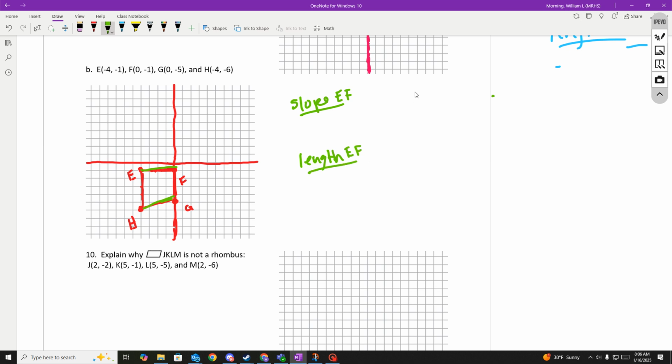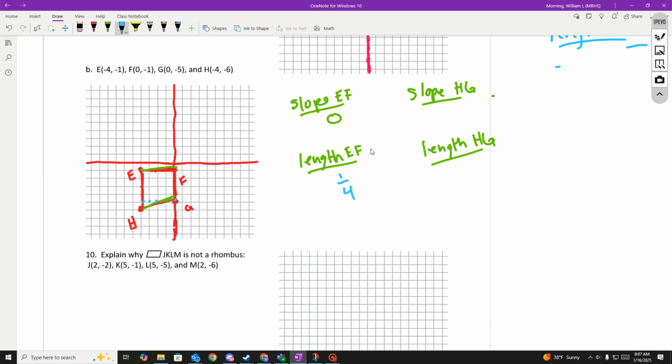Then I'm going to do HG. Slope of HG and the length of HG. Okay, so the slope of EF is actually 0 because you have no rise. So EF has a slope of 0. HG has a slope of up 1 and then 1, 2, 3, 4 over 4. So 1 over 4.